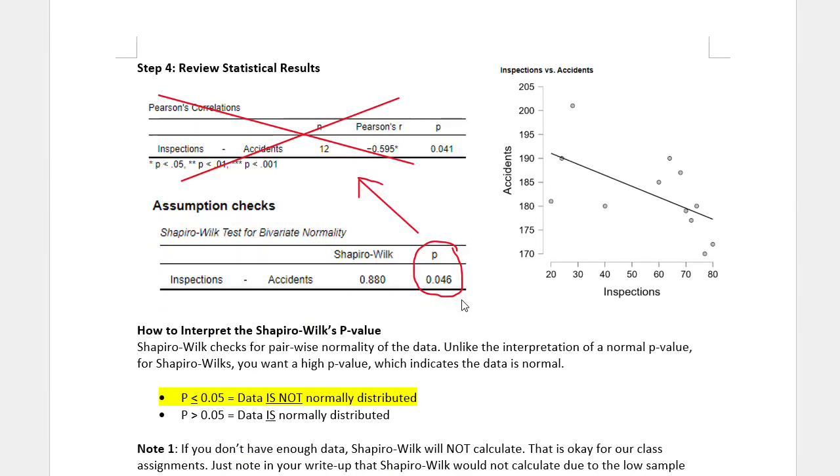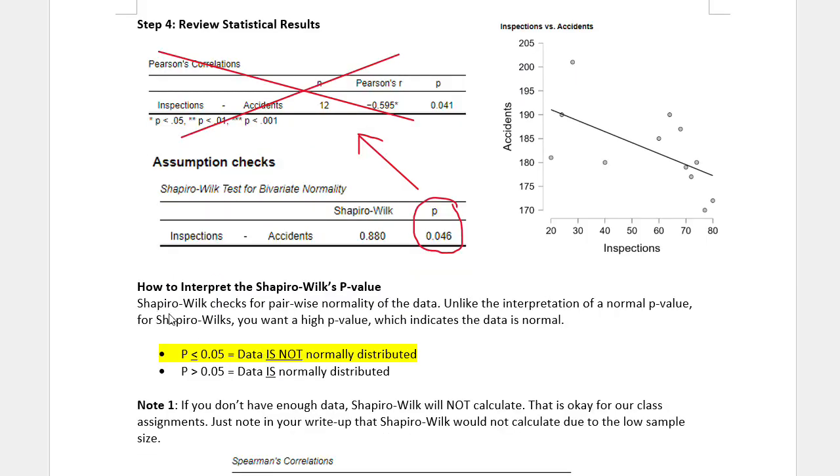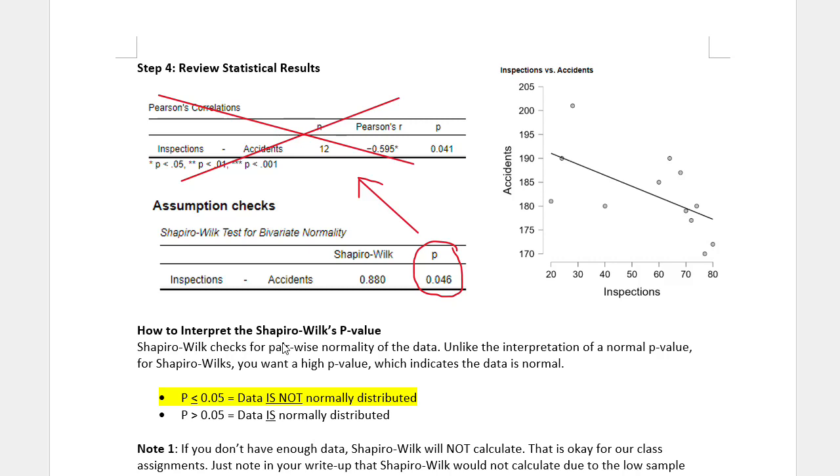Okay, so review statistical results, and these are the statistical results, and you can see I already added a little bit of notes here. So first of all, we're going to interpret that Shapiro-Wilk p-value, and remember, Shapiro-Wilk checks for pairwise normality of the data. In this case, we want a high p-value. Our p-value in this case is less than 0.05. That means our data is not normally distributed. So boo, it does not follow that normal bell curve. It is not normally distributed.